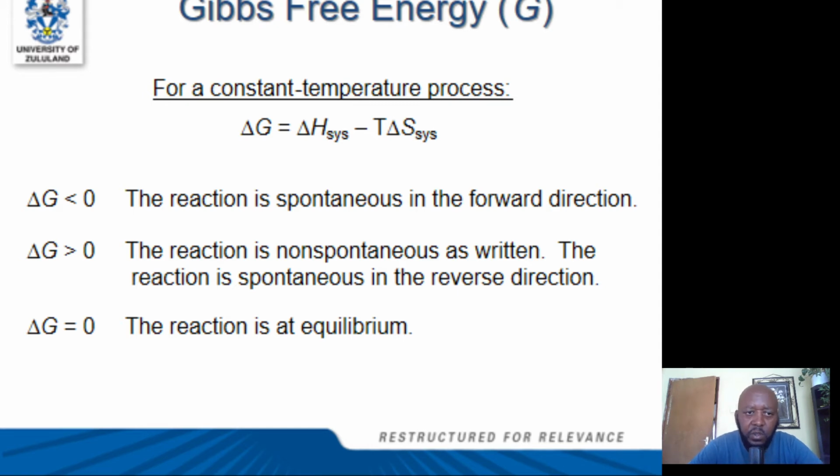Those three things should give us different meanings. If it is less than 0, it means the reaction is spontaneous in the forward direction. But if it is greater than 0, it means the reaction is non-spontaneous as written, remember from the previous slide. However, even if it is non-spontaneous as written, it simply means that the reaction is spontaneous in the reverse direction. The last instance is whereby the value of G is equal to 0. When the value of G is equal to 0, we normally say that the reaction is at equilibrium.